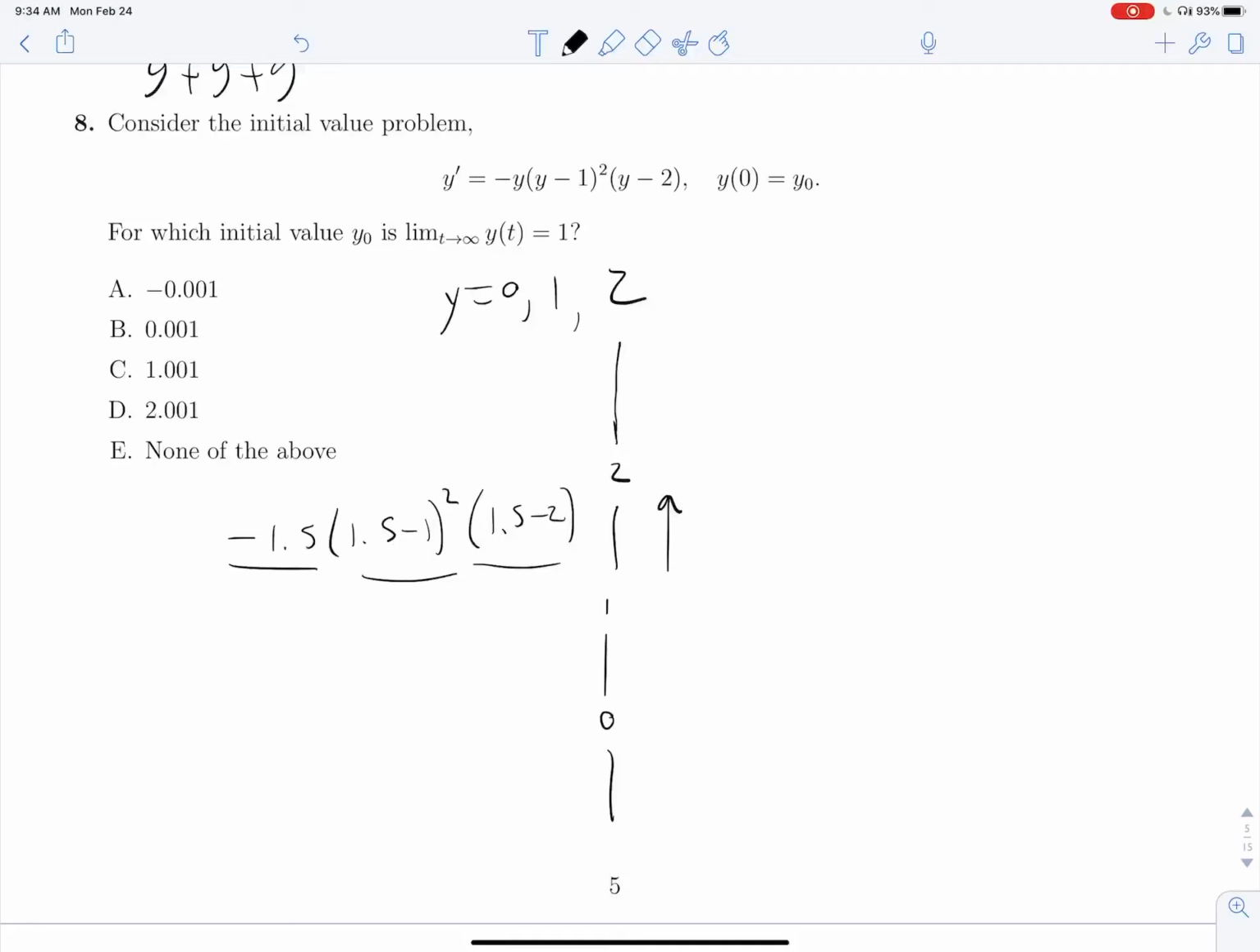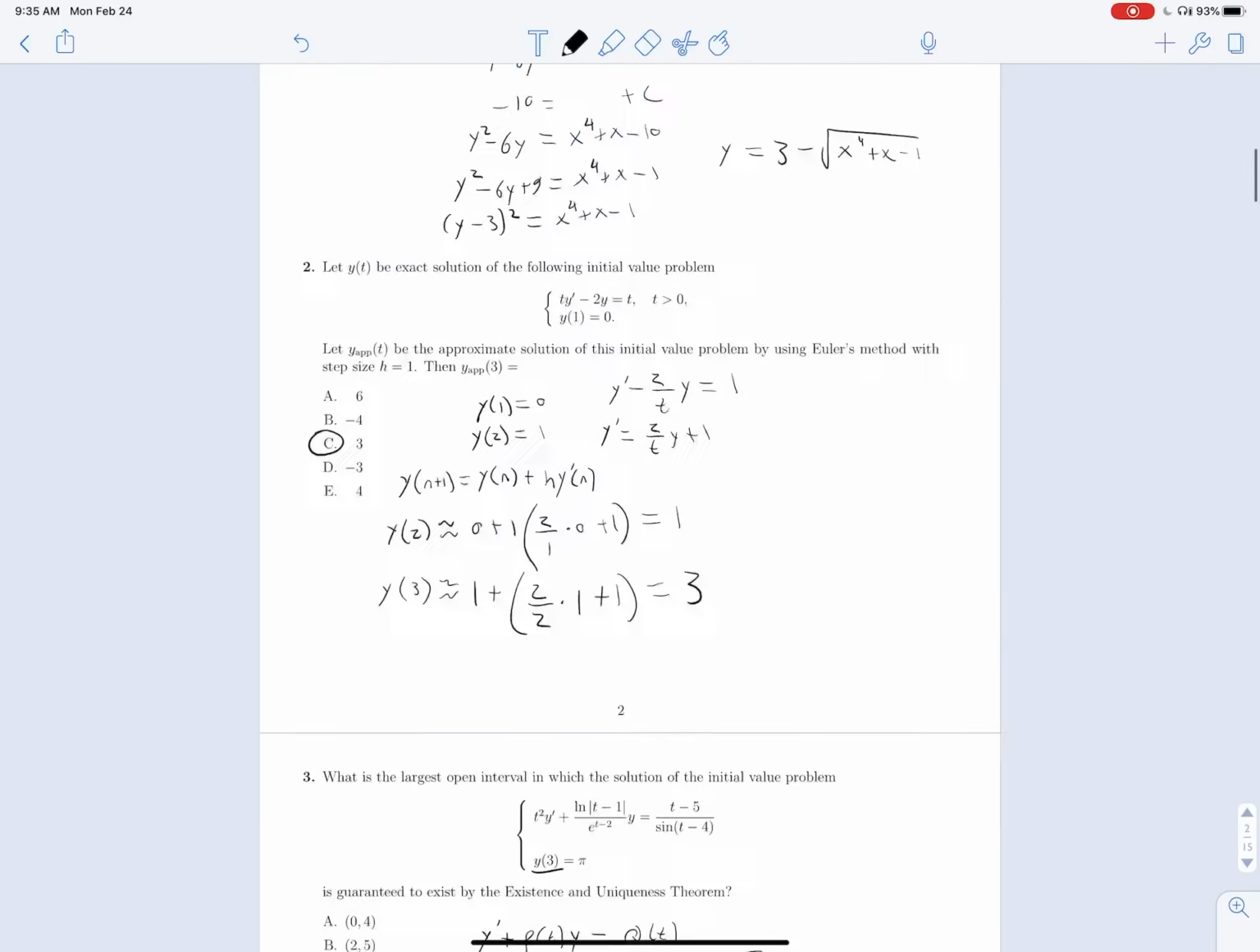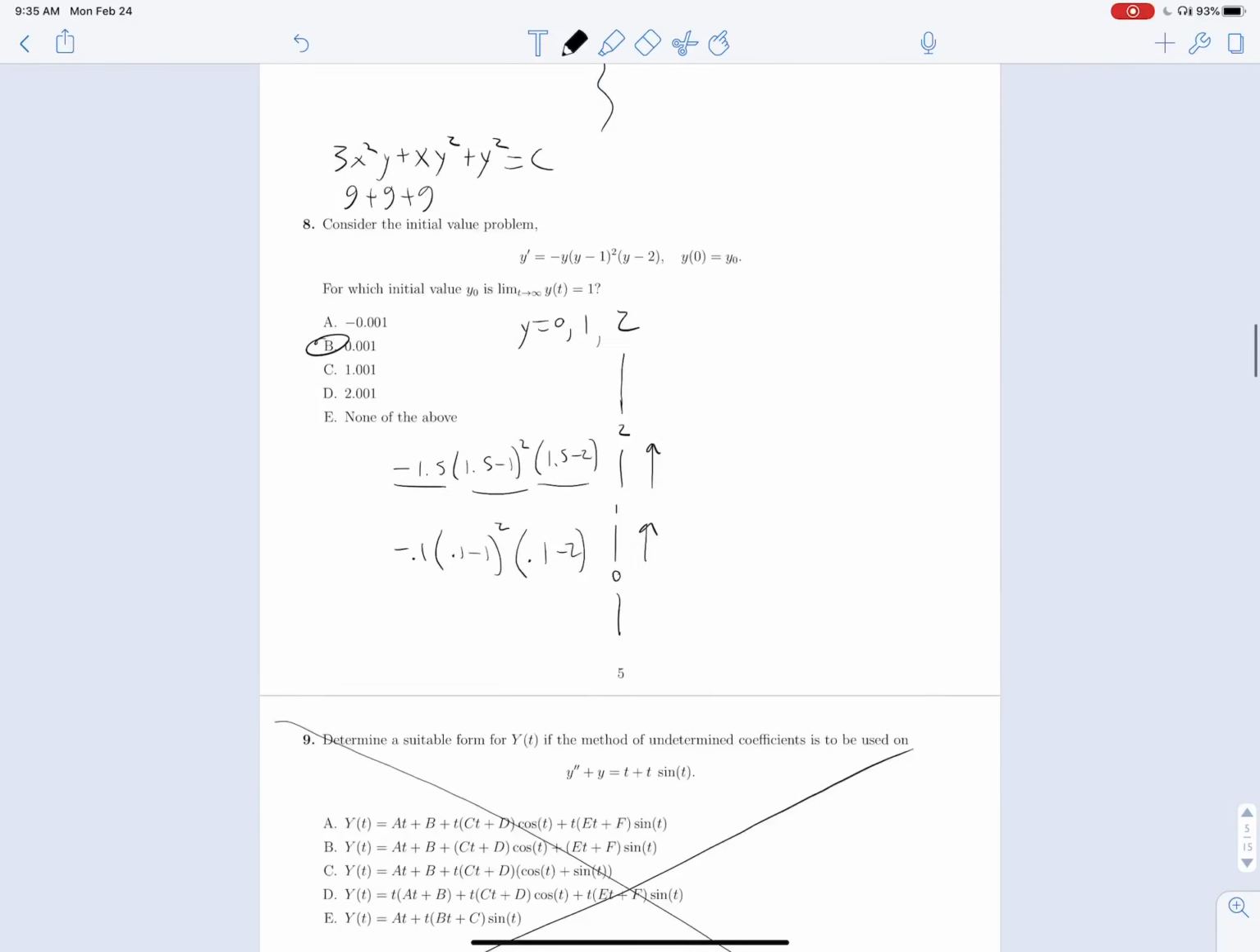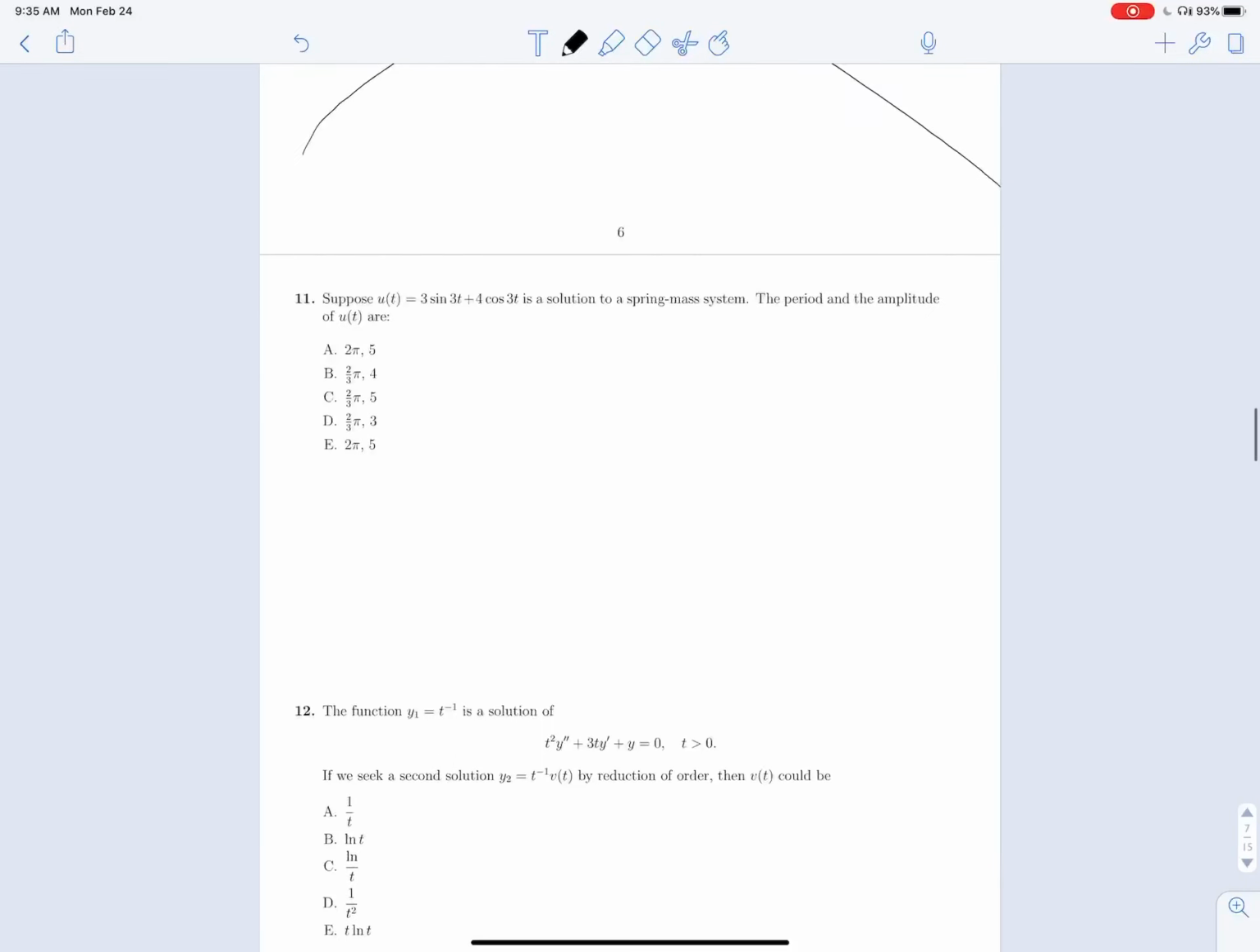Well, if we plug in 0.1, we are going to get negative 0.1 times 0.1 minus 1 squared times 0.1 minus 2. And this is a negative number times a positive number times a negative number, aka a positive number. So if we choose the value 0.001, eventually, as t approaches infinity, we will tend up towards 1. So 8, our answer is B, which is correct.